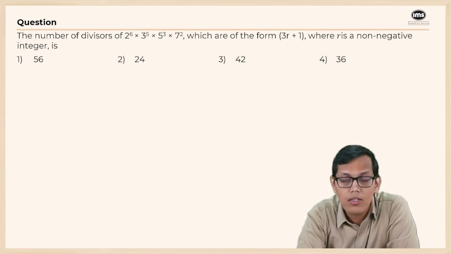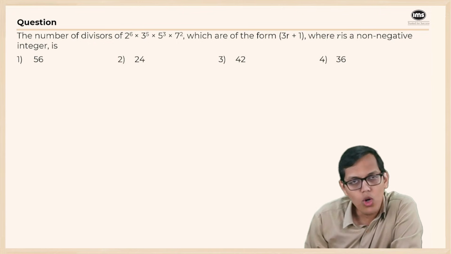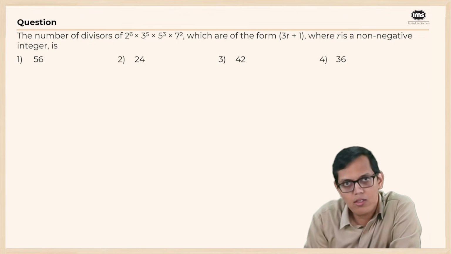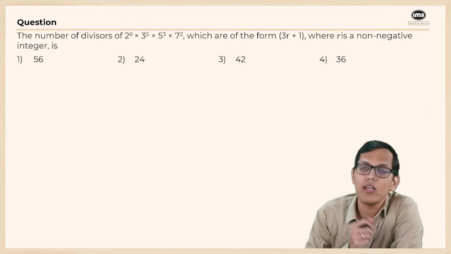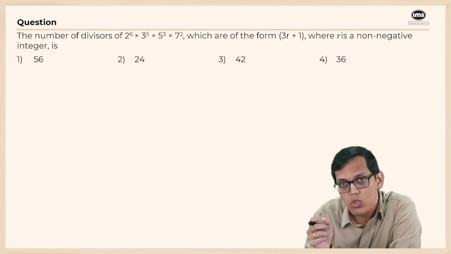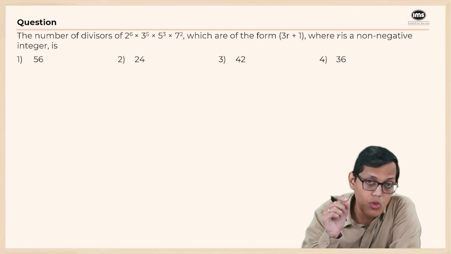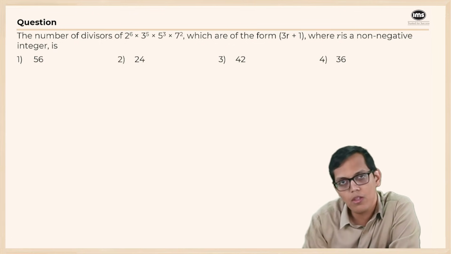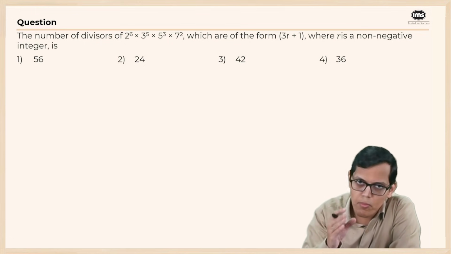The number of divisors of 2 raised to 6 into 3 raised to 5 into 5 raised to 3 into 7 square, which are of the form 3r plus 1, where r is a non-negative integer, is. So the question wants us to find factors of this fairly large number which are of the form 3r plus 1. What is 3r plus 1? The meaning of 3r plus 1 is when that number is divided by 3, it should leave remainder 1. Or in other words, it should be 1 more than the nearest multiple of 3.